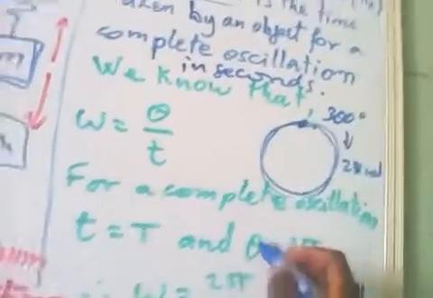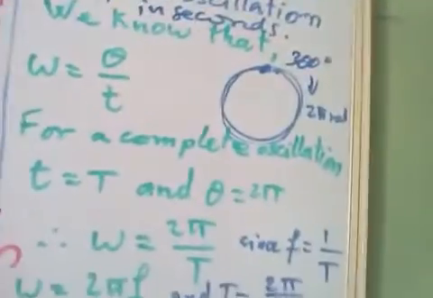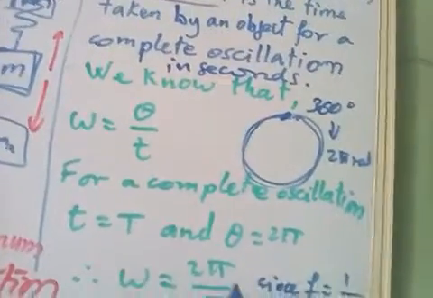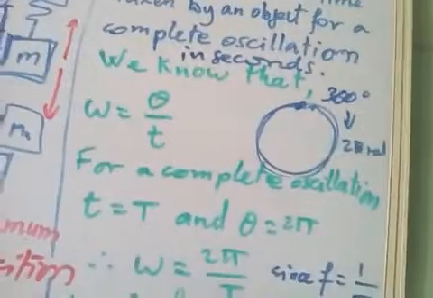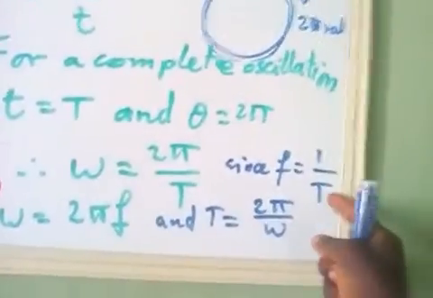Okay, so therefore we can change this for a complete oscillation. Theta is equal to 2 pi. So when you substitute T and 2 pi in the formula of angular velocity, you now get w is equal to 2 pi over capital letter T. Okay, since the frequency is equal to 1 over T. We said frequency is the number of oscillations performed in 1 second. So therefore the frequency is equal to 1 divided by the time taken for a complete oscillation.